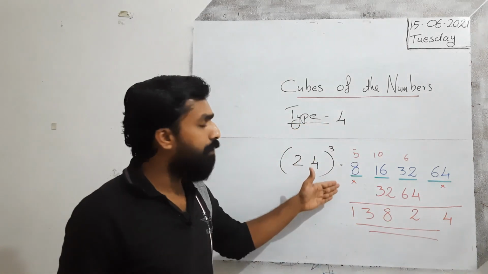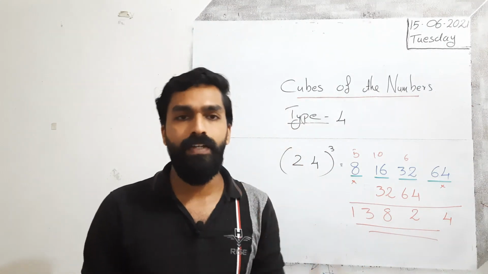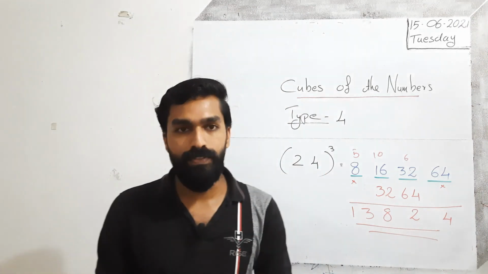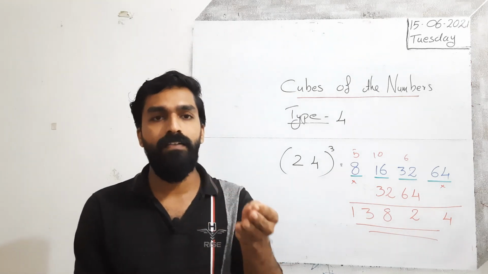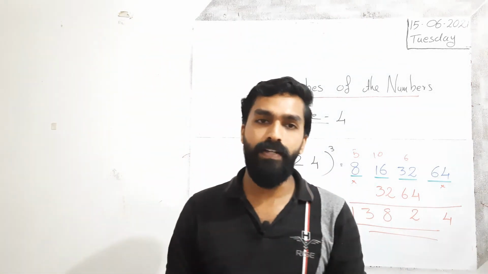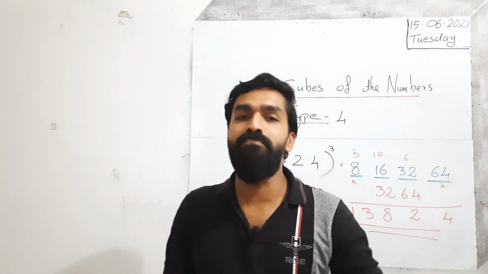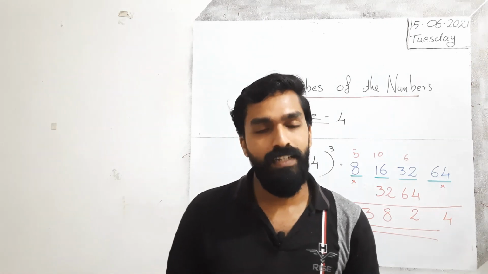This last method you can use for any numbers, and when special numbers come, at that time you can use the first 3 types. Just do it using different numbers, you will get the idea. Just practice it, you can do it very easily. You can find cubes of any numbers very easily. Okay, we will see in the next video. Till then, bye.